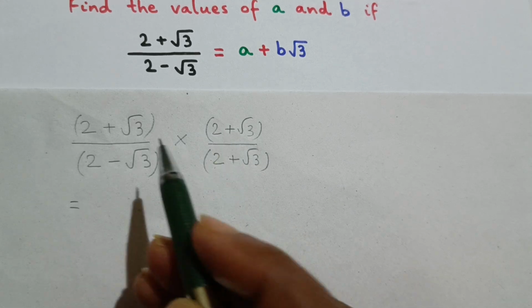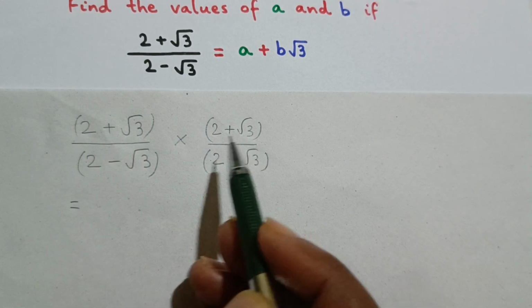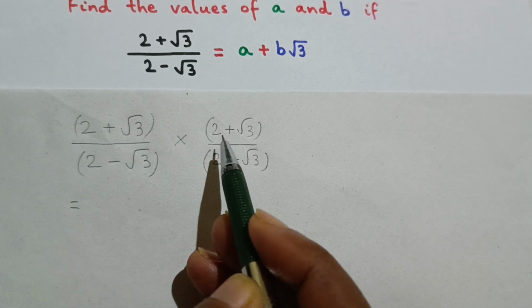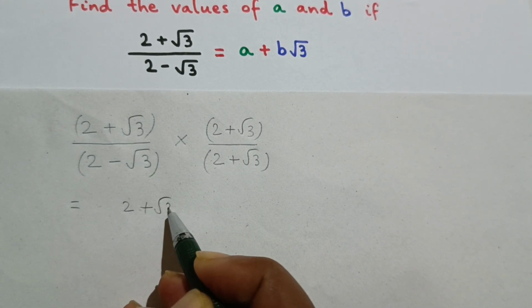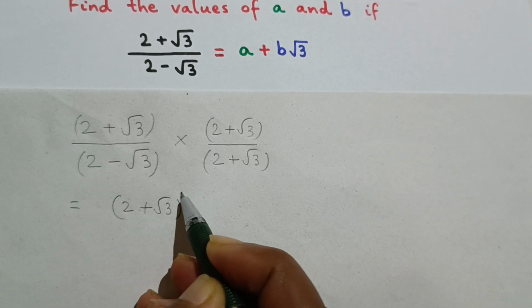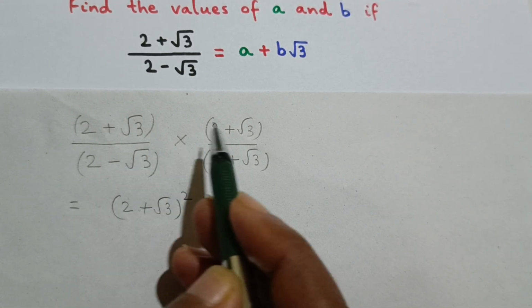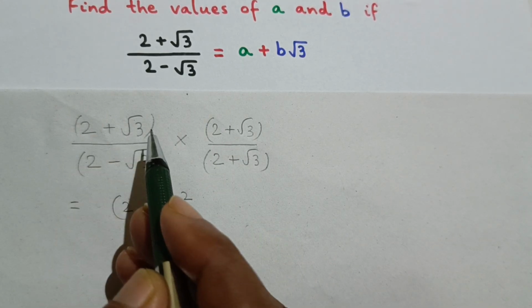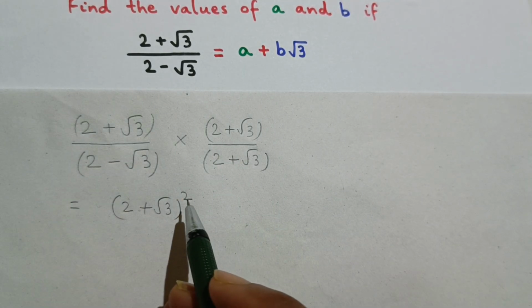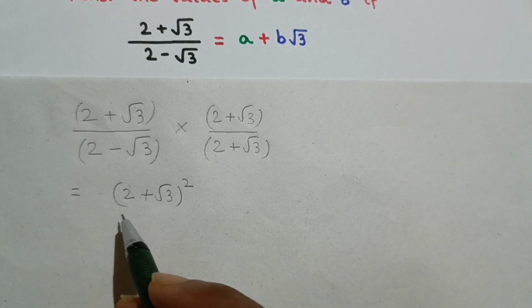So the numerator will be 2 plus square root of 3 multiplied to 2 plus square root of 3. Now 2 plus square root of 3 multiplied to 2 plus square root of 3, I can write as (2 plus square root of 3) whole square, because 2 plus square root of 3 is multiplied to itself 2 times, so I can write it in power form. So the numerator becomes (2 plus square root of 3) whole square.